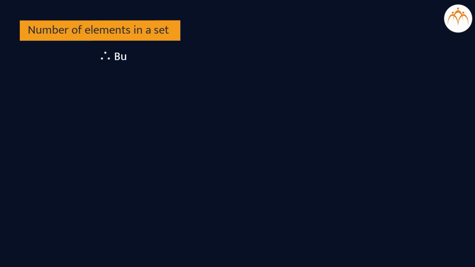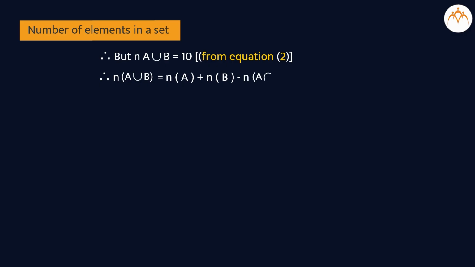But the number of elements in set A ∪ B is equal to 10. This is from equation 2. Therefore, n(A ∪ B) is equal to n(A) + n(B) − n(A ∩ B). This is from equations 1, 2, 3 and 4.